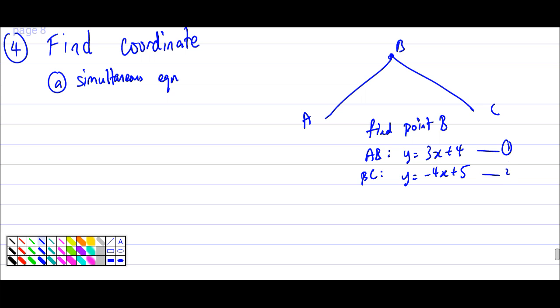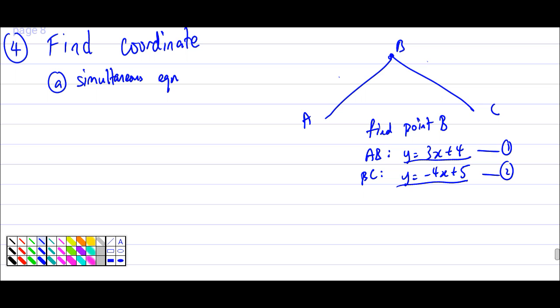Solve simultaneous. You cannot do it like this one. Why can't you use the gradient formula? Because these two lines are not parallel, not perpendicular, so there's no gradient to talk about. Unless you say AB and BC are parallel or perpendicular, then the gradient can come in. Then how do you know it is y equals 3x?